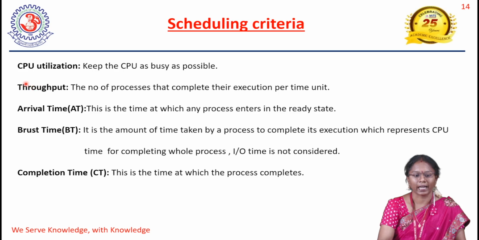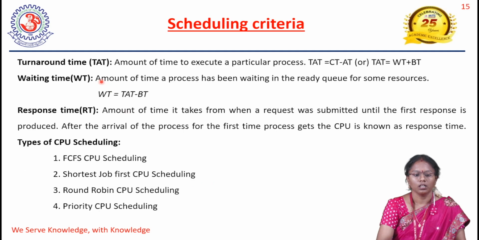Arrival time means the time at which the process enters. Burst time means the amount of time taken by the CPU for completion. Completion time means the time at which the process completes. Next, turnaround time. Turnaround time means the amount of time needed to execute a particular process. That can be calculated as TAT, turnaround time, equals completion time minus arrival time, or waiting time plus burst time.